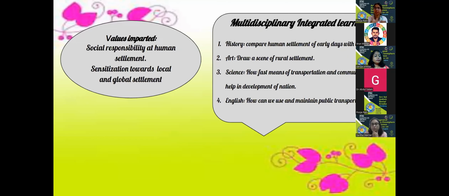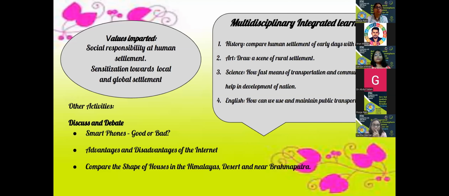Multidisciplinary integrated learning can be done. We can relate with history, comparing human settlement of early days with today. Art can be done: draw a scene of rural settlement. Science: how fast means of transportation and communication help in the development of a nation, and this relates to economics also. English: how we can use and maintain public transport. So discussion and debate can be done in the classroom.